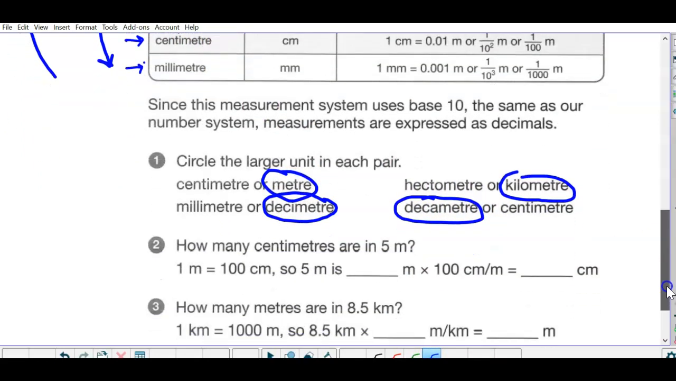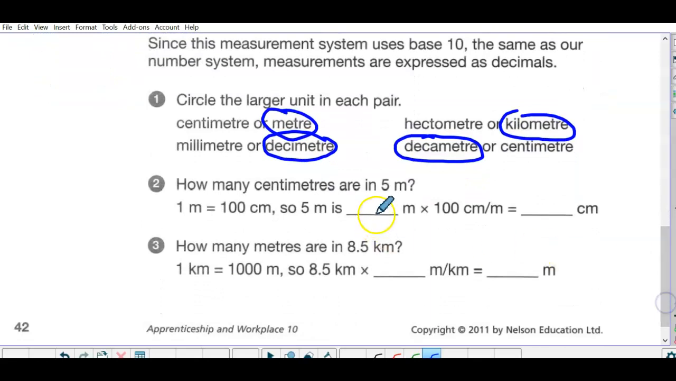Okay. How many centimeters are in 5 meters? So 1 meter is 100 centimeters. So we have 5 of them. So 5 times 100. Pretty straightforward calculation.